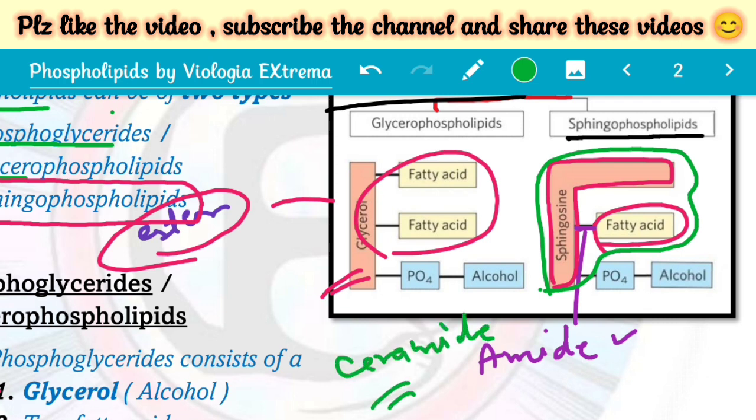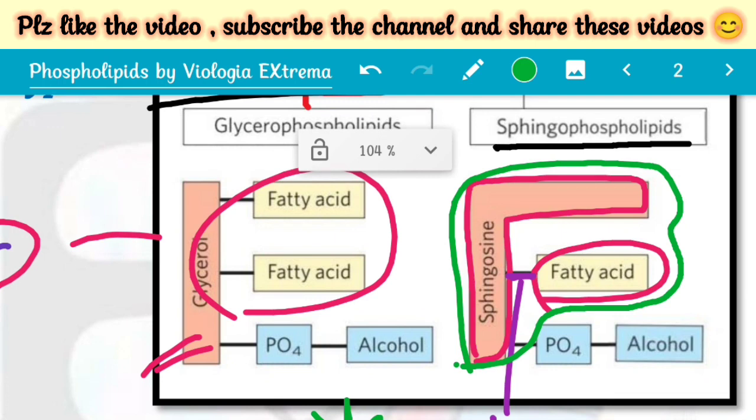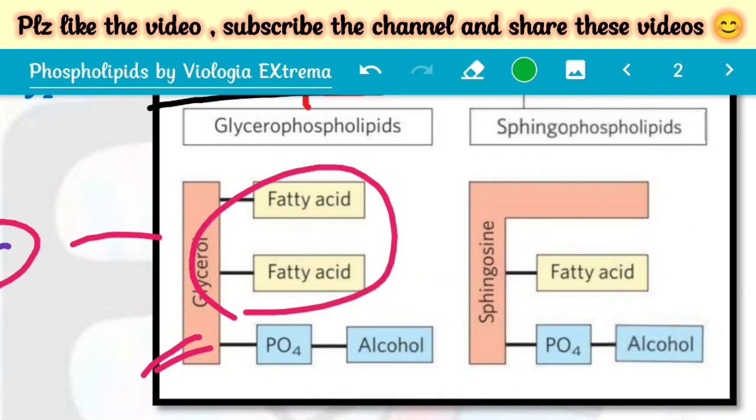Okay. So look how examiner take advantage of this. What if I ask you about the components of a sphingophospholipid, and there is a common example of sphingophospholipid which we are going to discuss, which is called sphingomyelin.